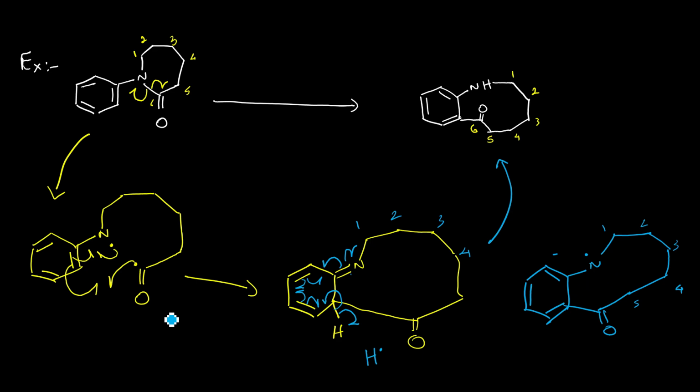Now we have two radicals. One radical is on the nitrogen, and the other radical is on the hydrogen. So these two can come together to form a bond between the nitrogen and hydrogen, resulting in our targeted product. So this is our product.